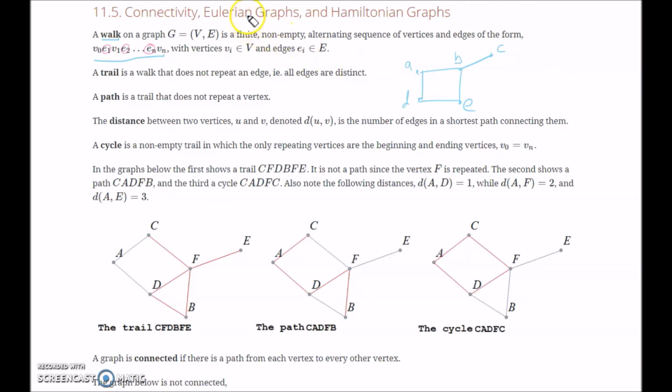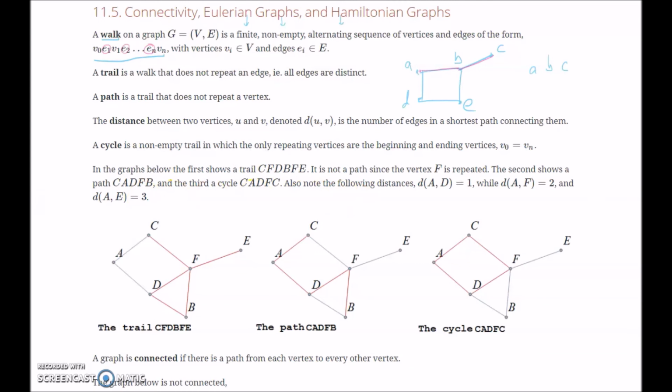So these are the things. It's finite, so I'm not going to keep going forever. It's non-empty, so I have to go somewhere. Alternating means I go from one vertex to the other. So like, here's one, A, B, C. There's a walk. And that walk goes from the vertex A to the vertex B to the vertex C. That's all that I'm talking about. And in just a minute, I'm going to show you some more examples.